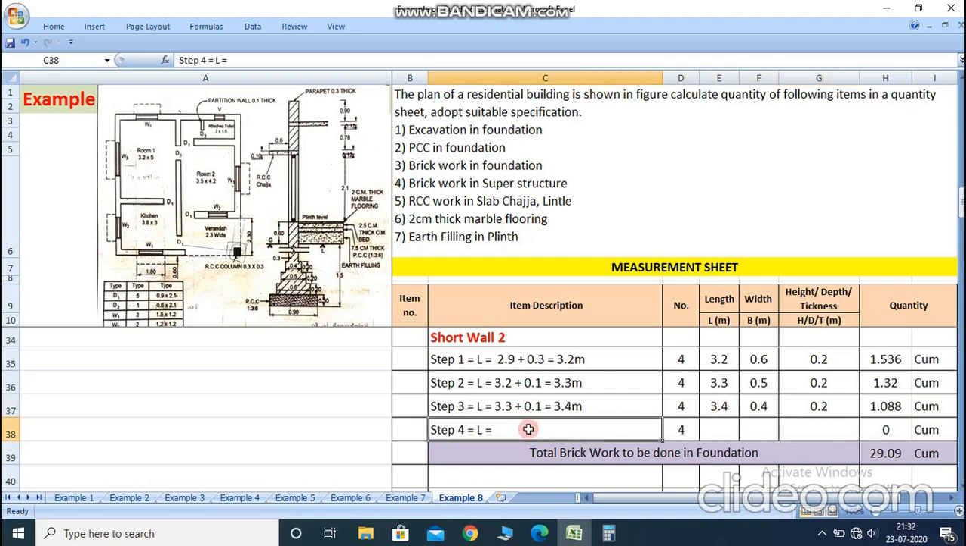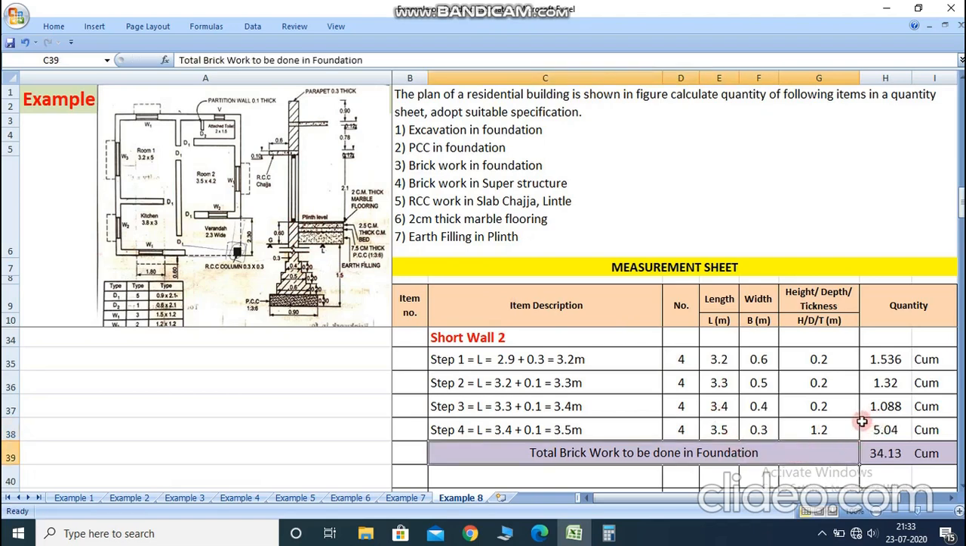Now we calculate the length for step 4. So here 3.4 plus the difference between 0.4 and 0.3, which is 0.1, is equal to 3.5 meter. So here 3.5, width is 0.3 and height is 1.2 from the third step up to plinth level. So here 1.2. So the total quantity is 5.04.